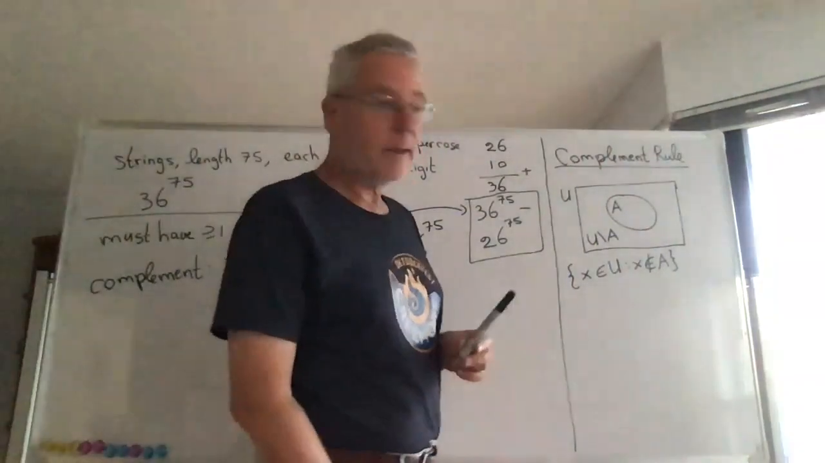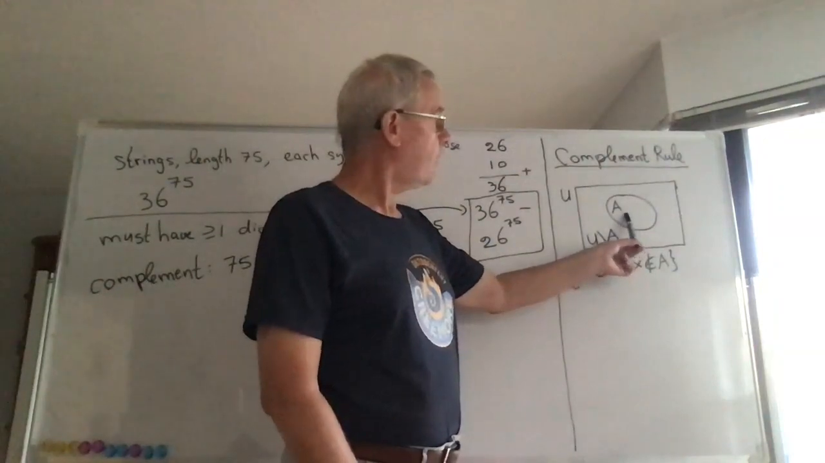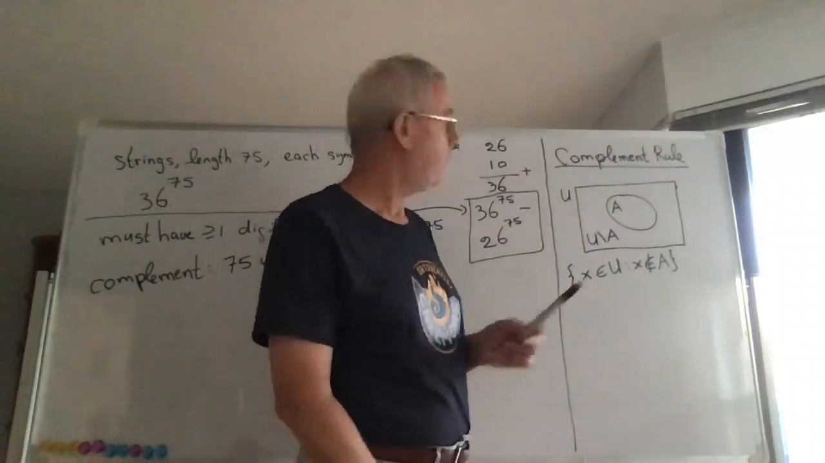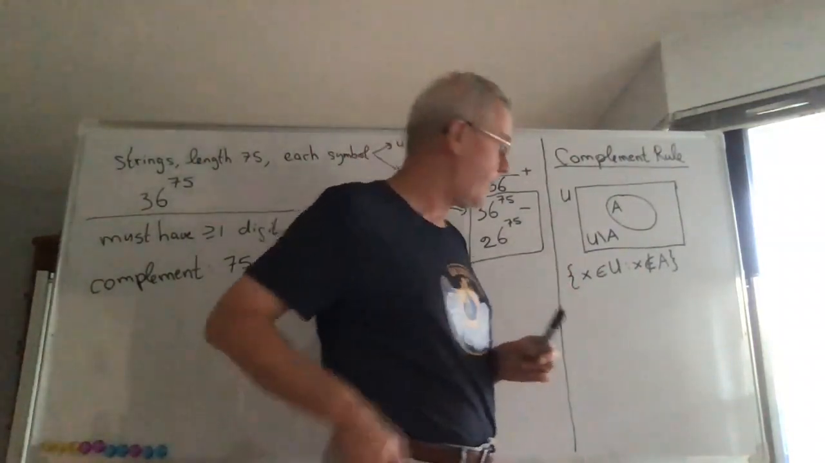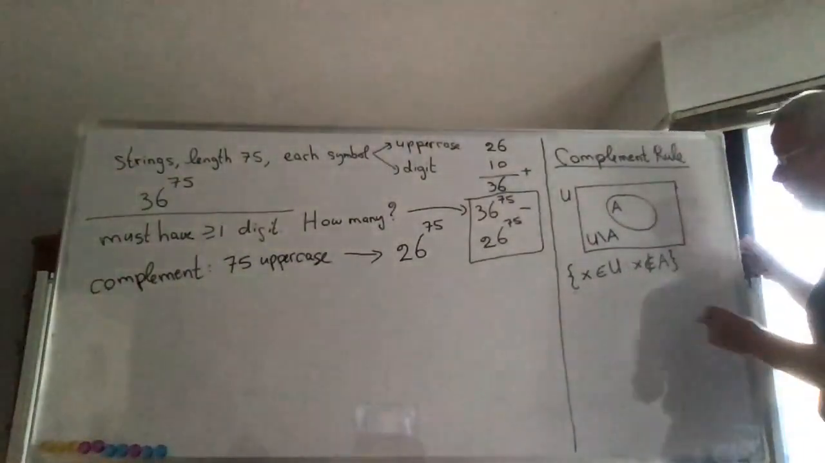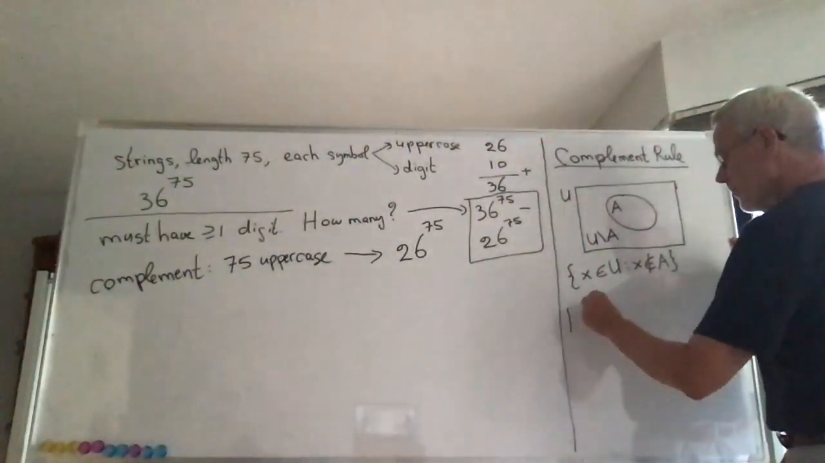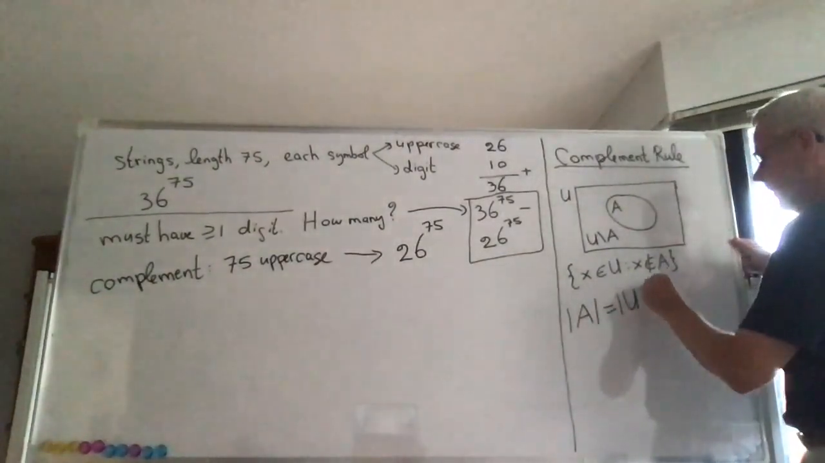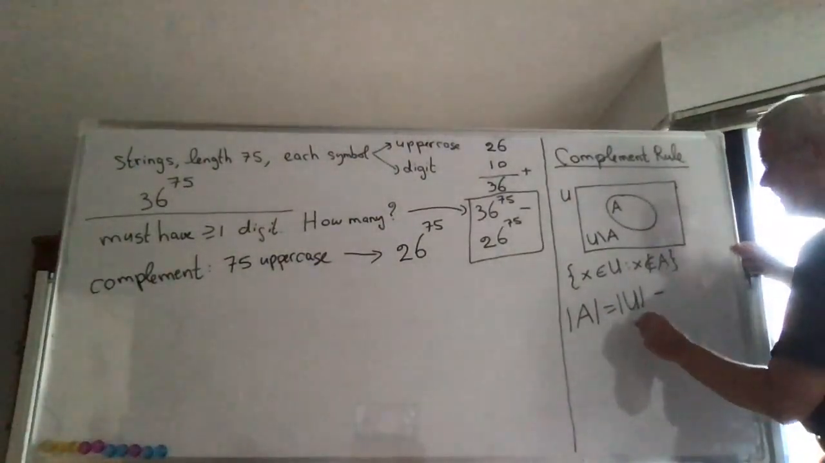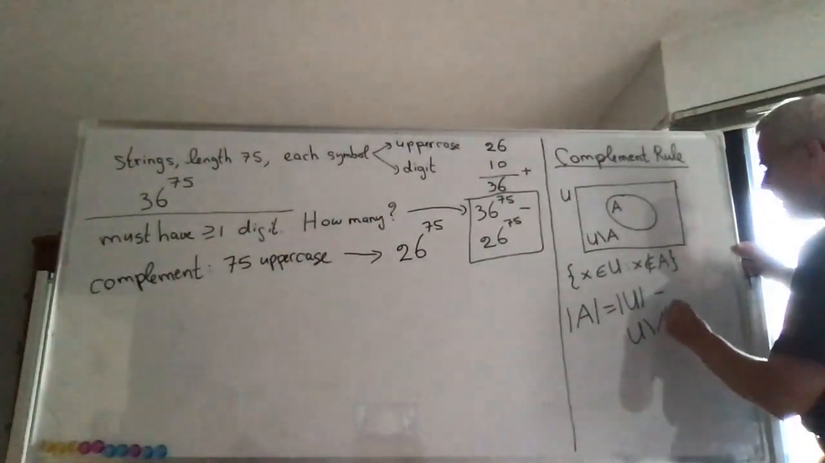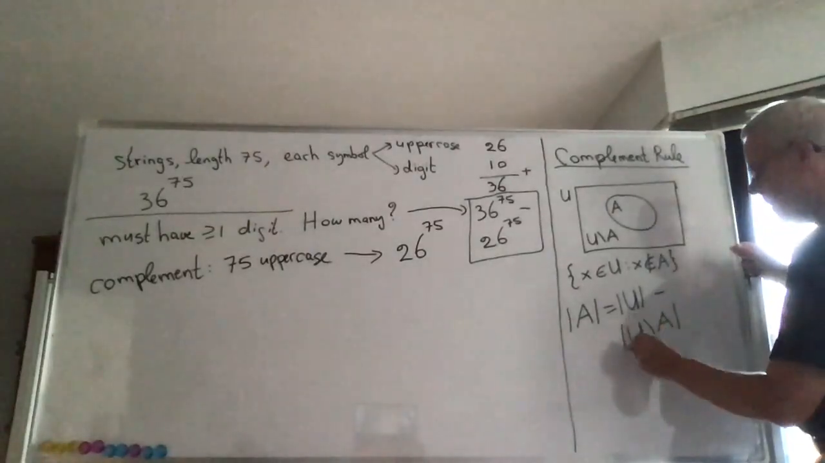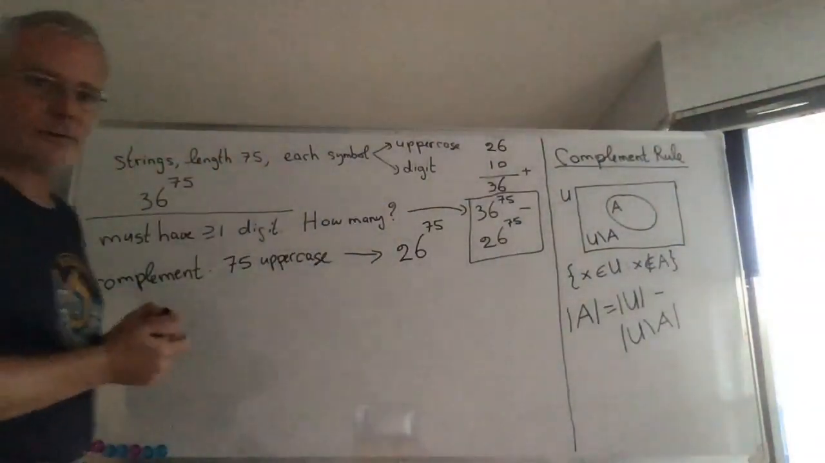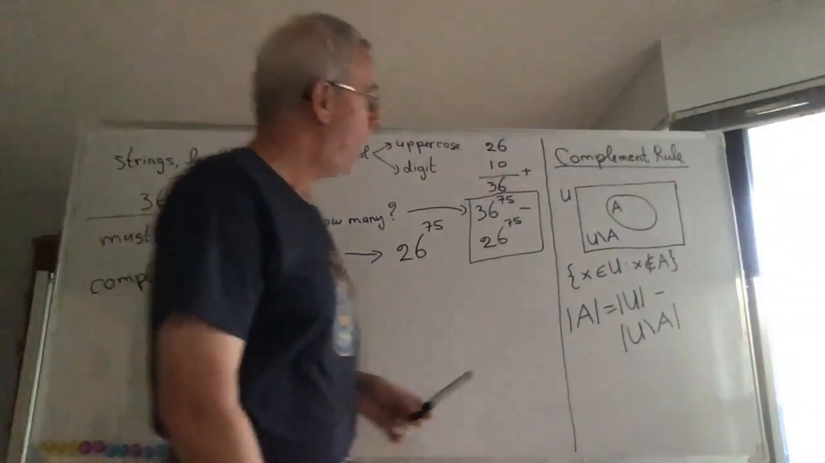It should be clear that the number of elements in A plus the number of elements in the complement, U minus A, is equal to the number of elements in U. So the complement rule says the size of A equals the size of U minus the size of U minus A. Of course, this is a completely obvious rule, but it is still very useful.